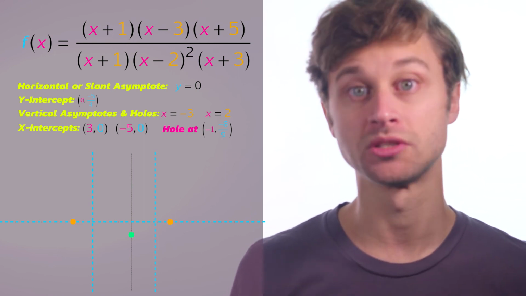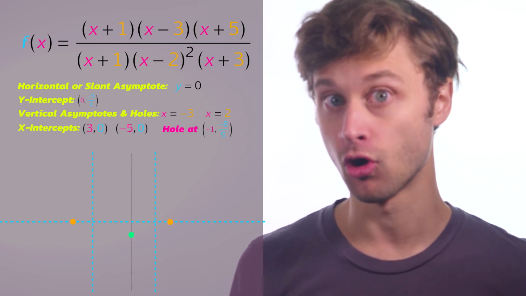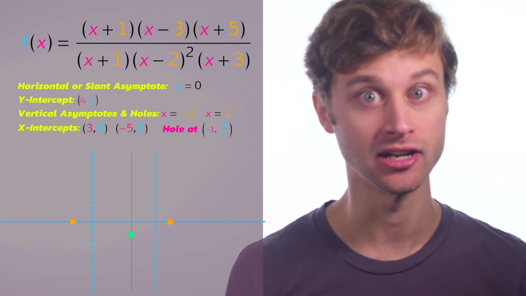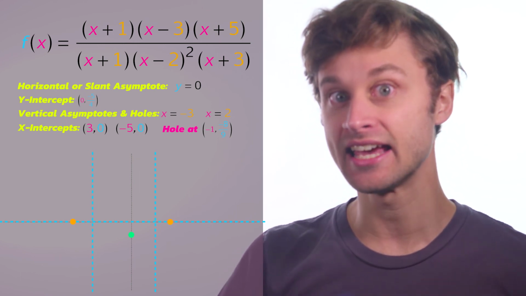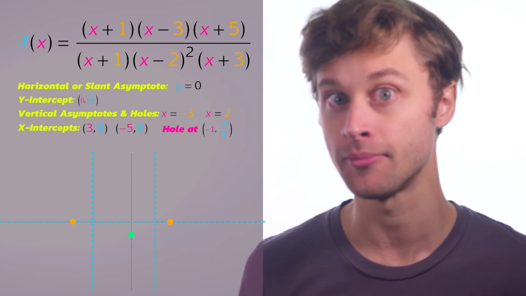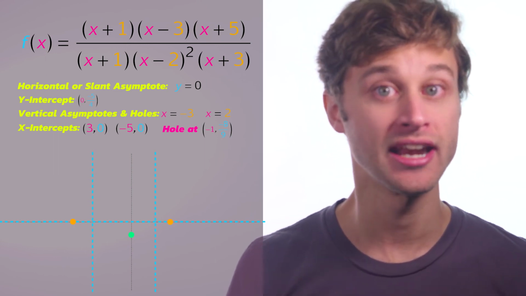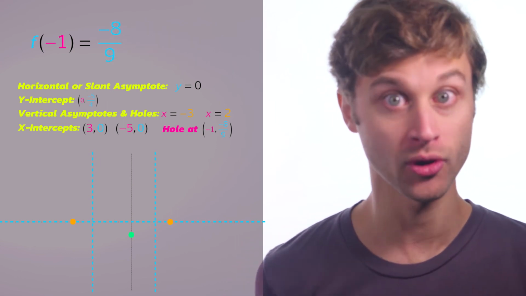The last thing I want to do is plot the location of my hole. Now the y value for the hole, where x is equal to -1, is going to be the value the function would be if we neglected the x plus 1 factors in both the numerator and the denominator and plugged in -1 everywhere else for x. This gives us this point here.